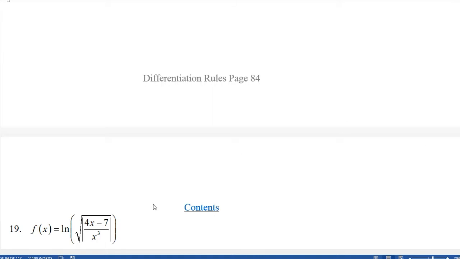Okay, we want to try to find some derivatives, first and second derivative of this function here. So if you haven't done the first derivative of this one yet, please stop the video and figure it out now. Come back when you're done. Press pause now.